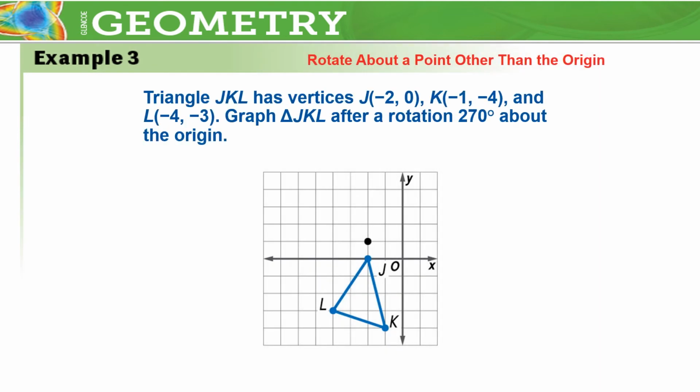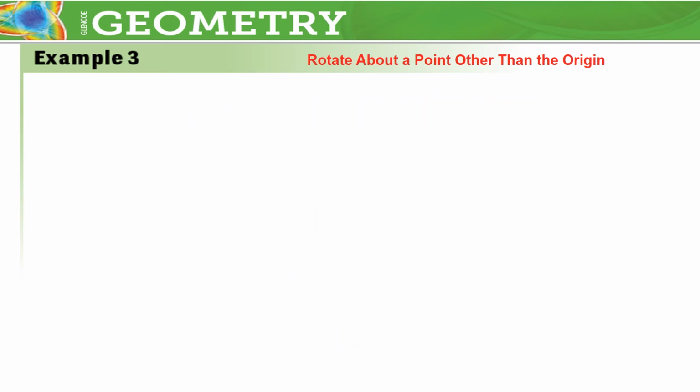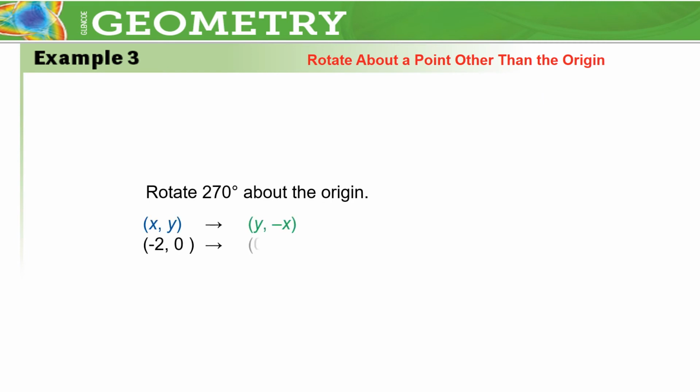Example: triangle JKL has vertices J negative 2, 0, K negative 1, negative 4, and L negative 4, negative 3. Graph triangle JKL after rotation about the origin by angle 270 degrees. Here your direction is counterclockwise. Your key: y, negative x. This means you have to change the sign of x and interchange x with y.